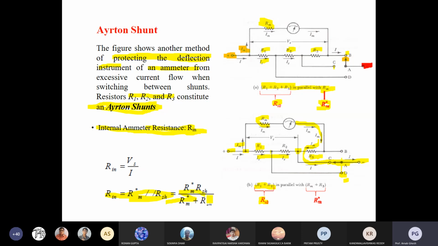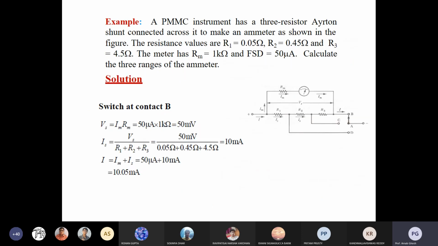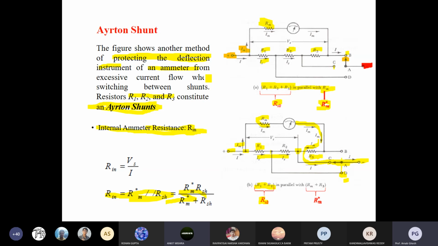First condition, a PMMC instrument has a... Sir, hello. Please tell me. Sir, for what is that CD wire there? I'm not getting it. Please pardon me. Sir, across the R2 resistance there is a CD wire, that C and D. So what is that for?